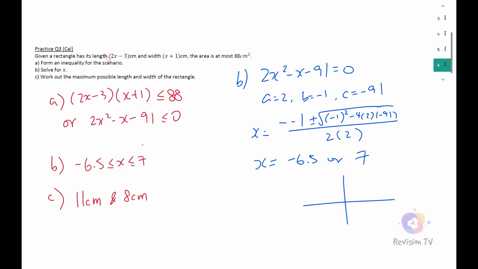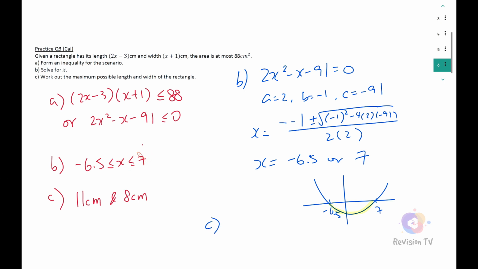Then you're going to draw the graph. Because the x squared graph is less than 0, we mark minus 6.5 and 7. Less than 0 means we highlight the part underneath. So the answer will be between negative 6.5 and 7. To work out the maximum possible length and width of the rectangle, you're going to take the maximum value of x. So x is a value between negative 6.5 and 7. To find the maximum, we let x be 7.